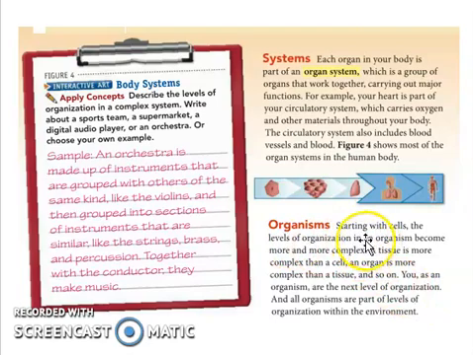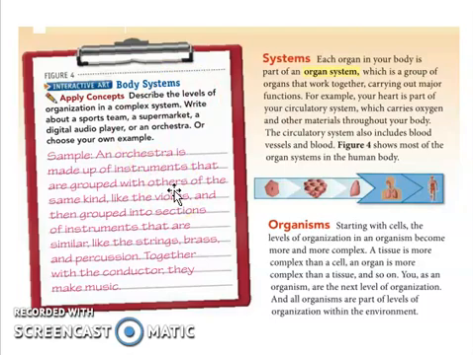Okay? It says here, starting with cells, the levels of organization in the organism become more and more complex. A tissue is more complex than a cell. An organ is more complex than a tissue, and so on and so forth. Okay, so let's answer this one, the body system. Let's apply the concept.